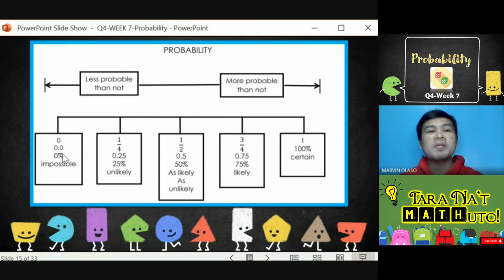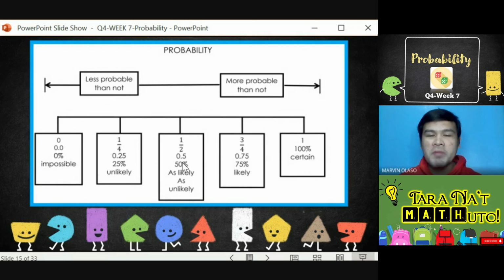Okay? Paano naman, sir, kung halimbawa, ang result lang ay 1/4 o kaya 0.25 or 25% o mas mababa pa, okay, mas mataas sa 0 or mas mababa sa 50%, ang tawag doon is unlikely, no? Ibig sabihin nun, medyo mataas ang chance na hindi mangyari. Okay. Then, we have 1/2. Ito namang 1/2, that is 0.5 o kaya naman 50%, as likely as unlikely. Ibig sabihin yan, 50-50. Possible to happen and 50% impossible to happen.